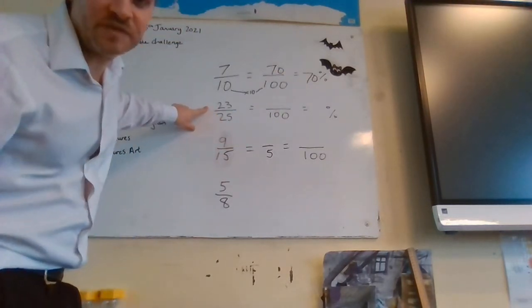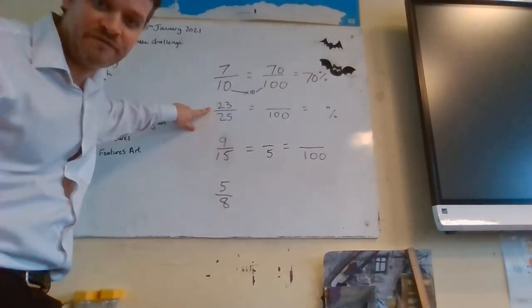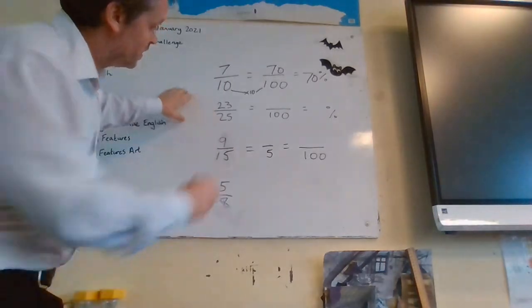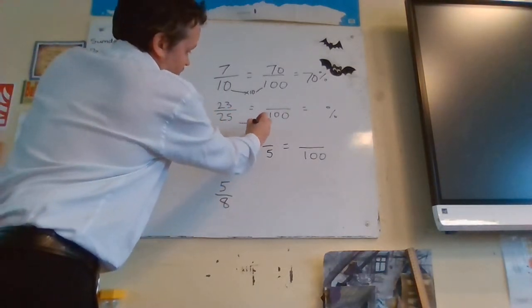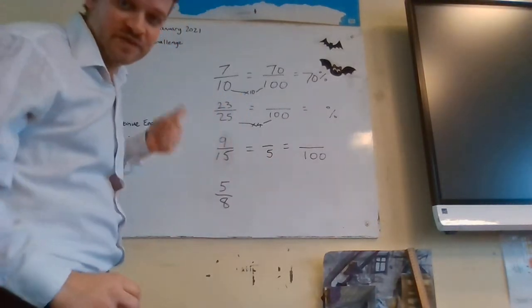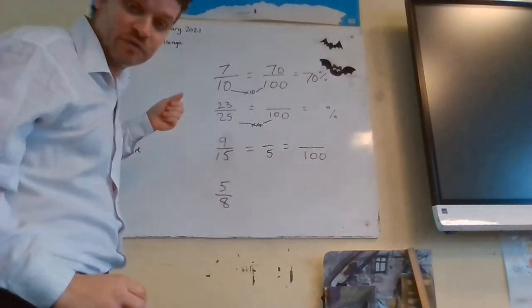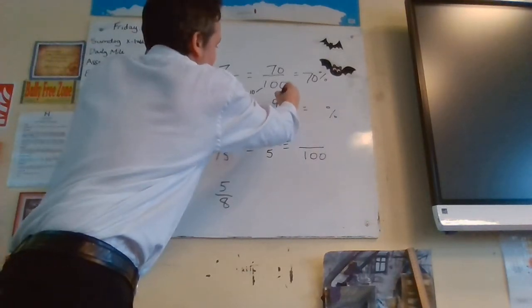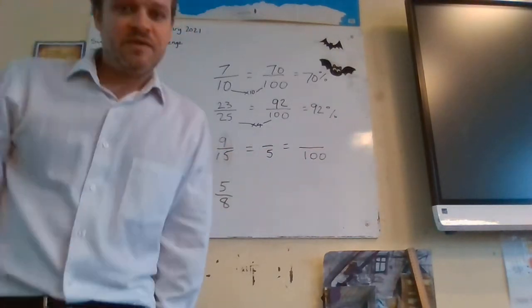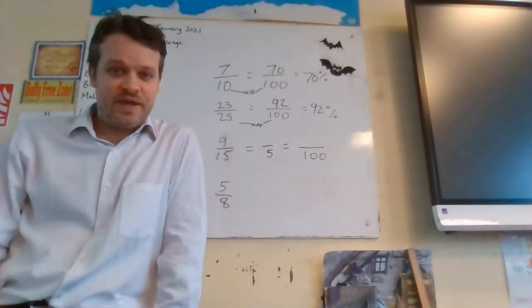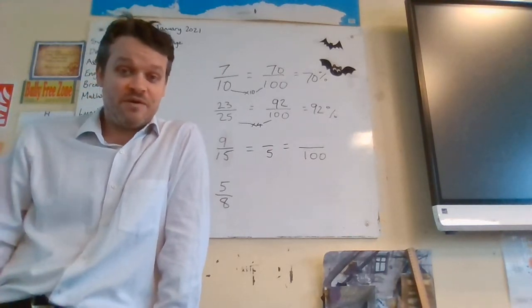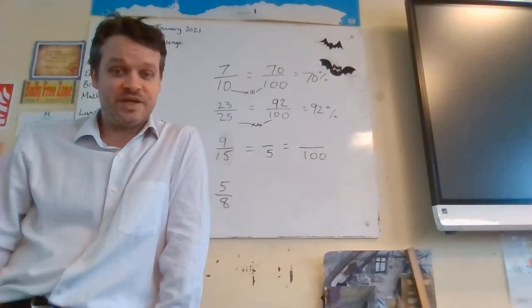Or we get examples like this, 23 out of 25. That would be a very good score if you were taking a test out of 25. To turn 25 into 100, we multiply by 4. So we do the same to the top: 20, 40, 60, 80. 3 times 4 is 12. So we get 92 out of 100, or 92%. So these examples are really quite easy. We just think of percentages as being a fraction that is out of 100. So we find an equivalent fraction out of 100.